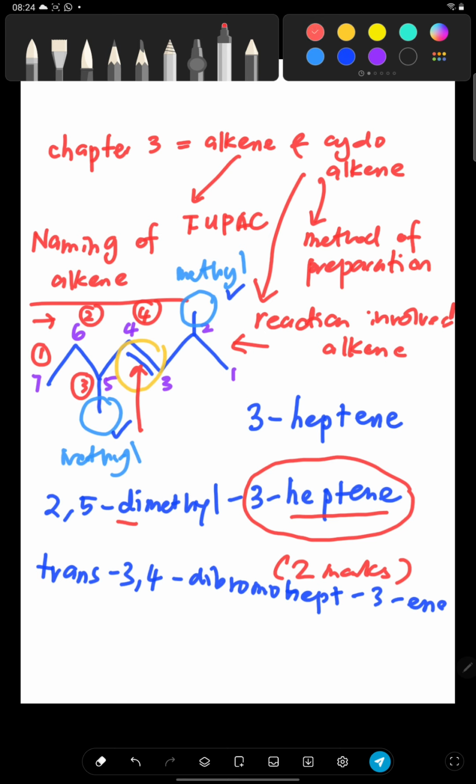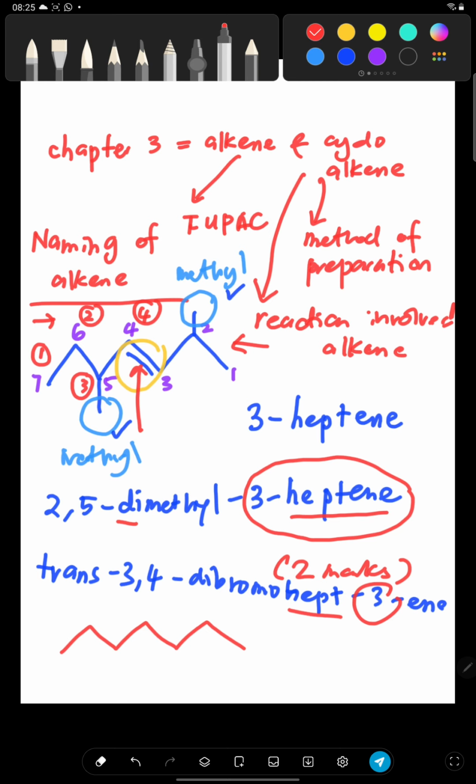Here hept refers to 7 carbons, so you can draw 7 carbons: 1, 2, 3, 4, 5, 6, 7. And what is 3? 3 represents the location of the double bond. For naming, you can choose either style: you can put the location of the double bond at the beginning of the name, or in between the name. But I suggest, to limit your mistakes and to make it clear for me to understand, that you put the location of the double bond or other functional group at the beginning of the functional group name.